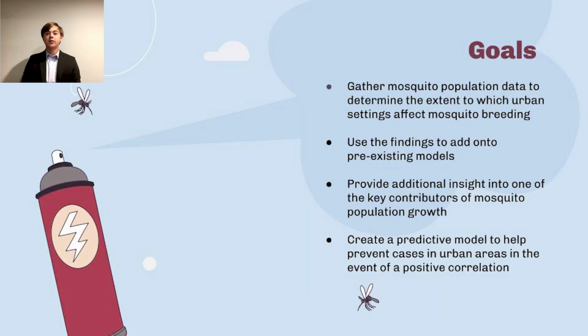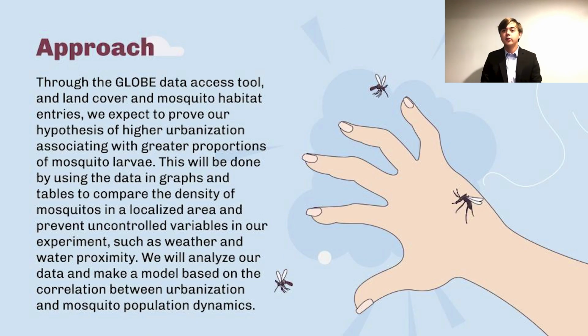Our goals are to gather mosquito population data to determine the extent to which urban settings affect mosquito breeding, use the findings to add on to pre-existing models, provide additional insight into one of the key contributors of mosquito population growth, and to create a predictive model to help prevent cases in urban areas in the event of a positive correlation. Through the Globe Data Access Tool and land cover and mosquito habitat entries, we expect to prove a hypothesis of higher urbanization associating with greater proportions of mosquito larvae.